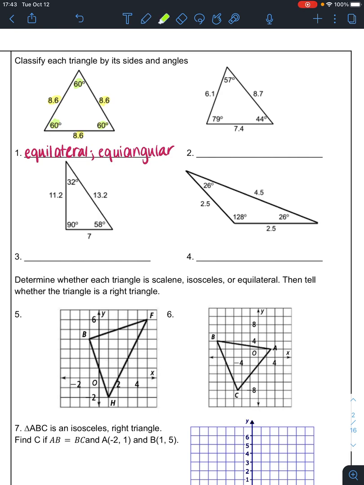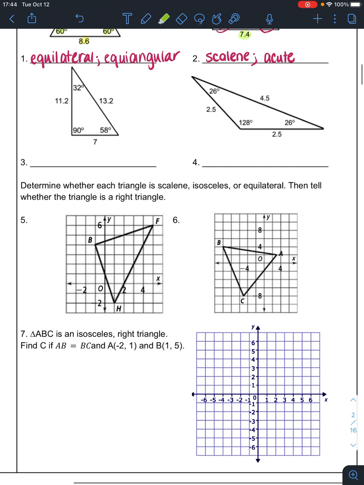Okay, so we look at the next one, number 2. Look at the three sides, 6.1, 8.7, and 7.4. Since they are all three different measurements, that means this is a scalene triangle as classified by its sides. And then we have 79, 57, and 44. All of those angles are acute, which means that it is an acute triangle based off of its angles.